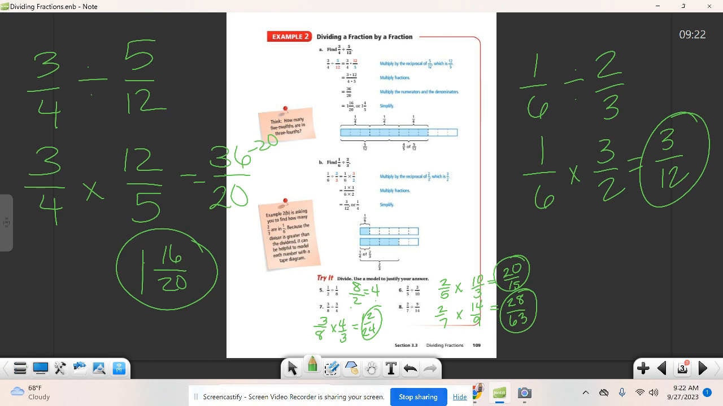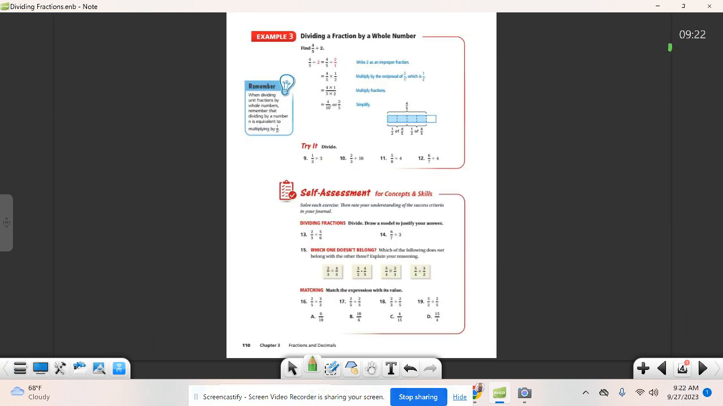All right. So let's go on to example 3. The only thing different with example 3 is you have a fraction and a whole number. And we already know what to do with our whole numbers. What are we supposed to do with our whole numbers? Put a 1 under it, right?